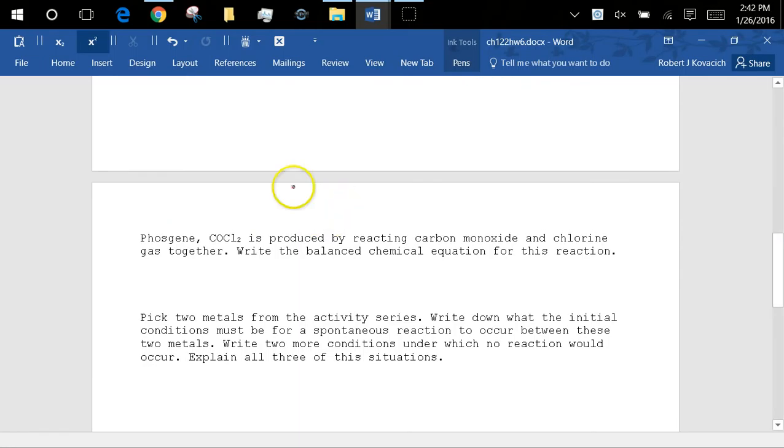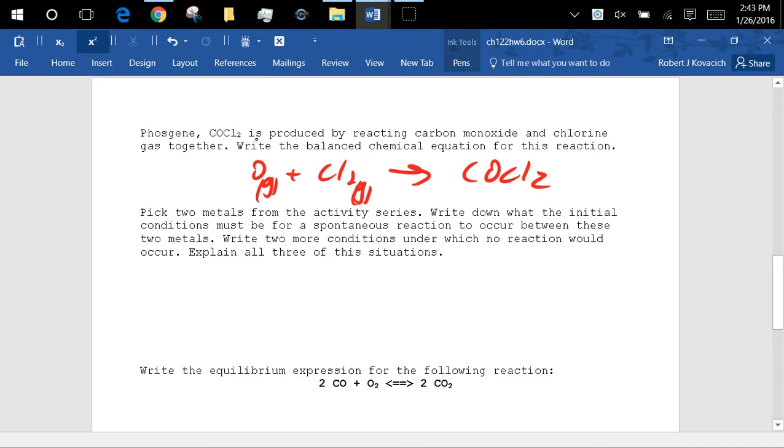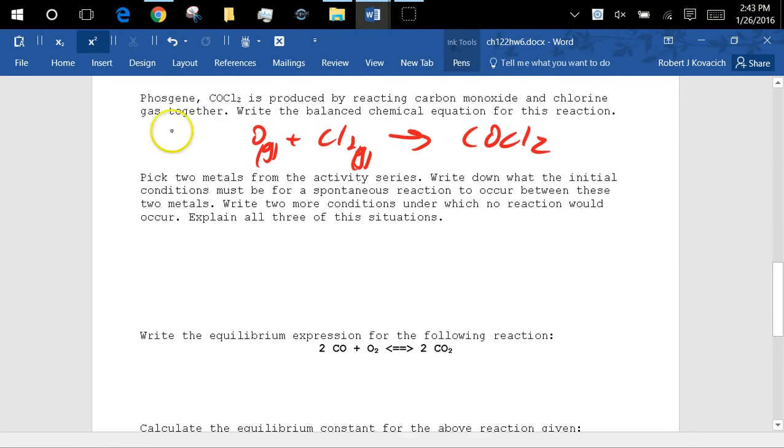Write a balanced chemical equation. I feel like I wanted a follow-up question with that one and forgot to write it. Pick two metals in an activity series, write down the initial conditions for a spontaneous reaction to occur. Write two more where no reaction would occur.